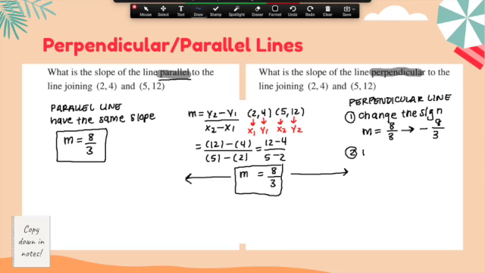After we do that, we also need to flip our fraction. So if we have now negative 8 over 3, we need to flip it so that it's negative 3 over 8 instead. And that would be your final slope. So right here, m would equal negative 3 over 8. That would be the perpendicular slope to our original slope, positive 8 over 3. Okay?